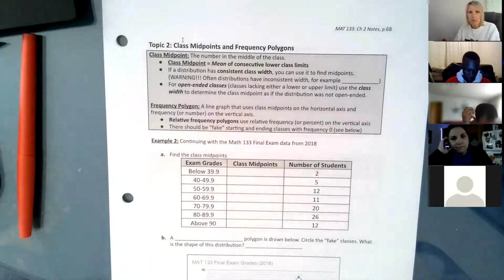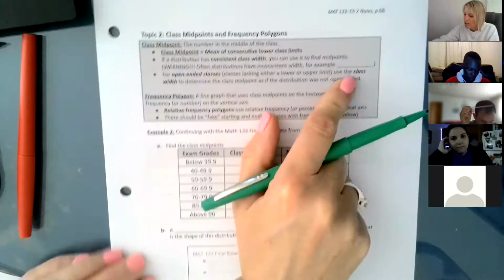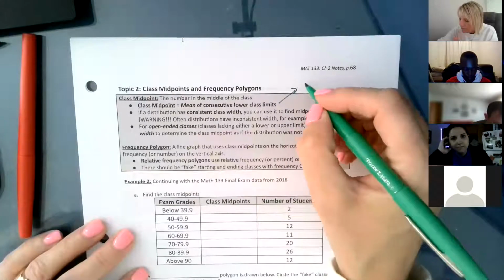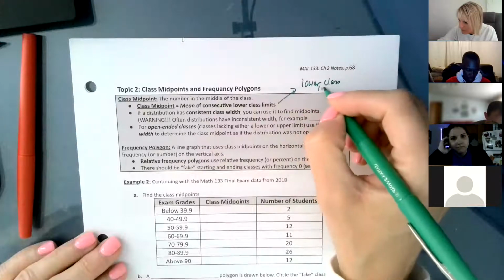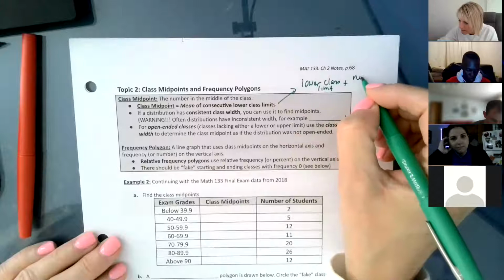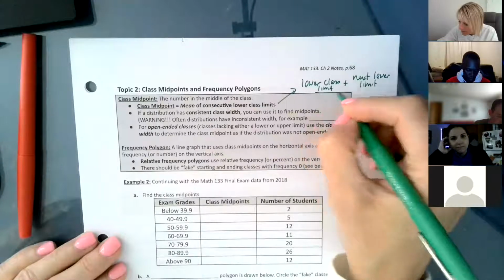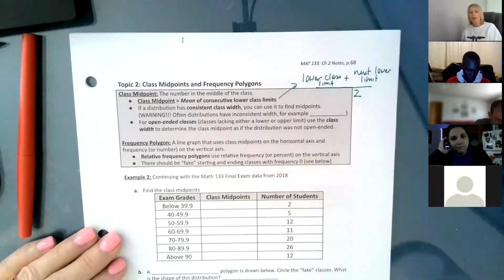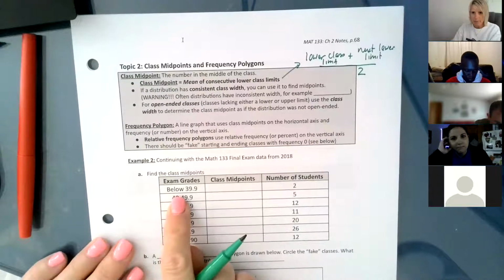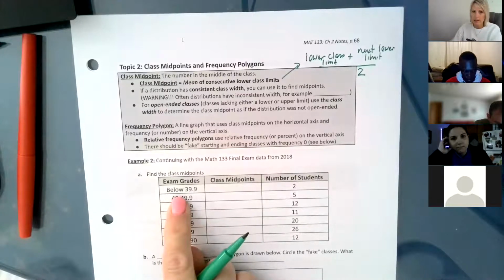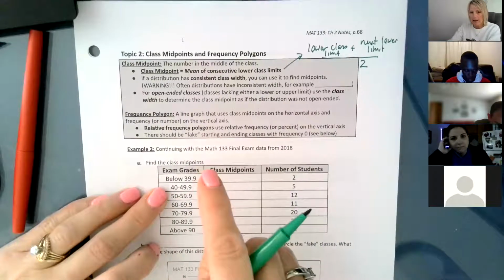To find the class midpoint, we take the mean of the consecutive lower class limits, which really is taking the lower class limit plus the next lower limit and dividing by 2. Now, since the first class says below 39.9, it obviously doesn't have a lower class limit. So we're going to start with one that does, and then we'll work backwards with a pattern.